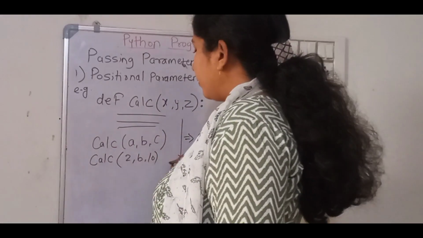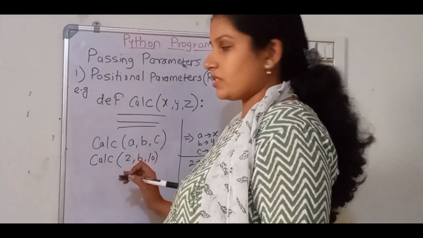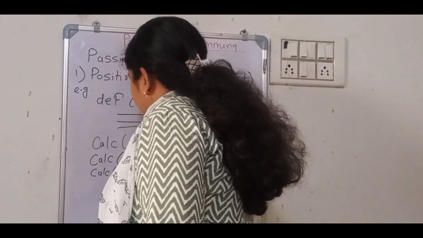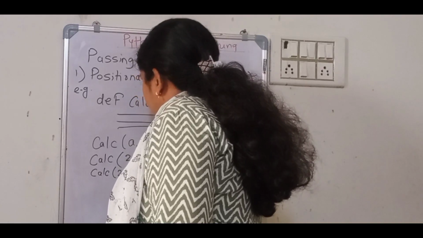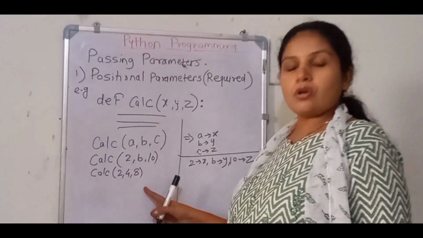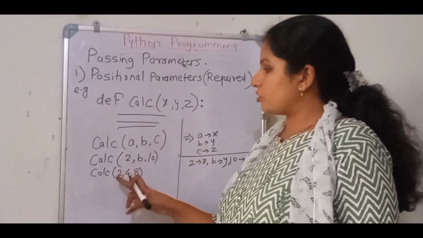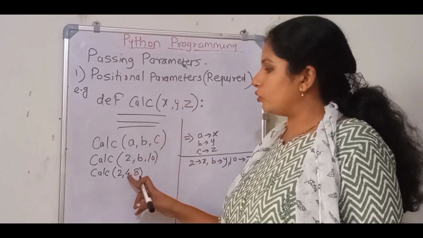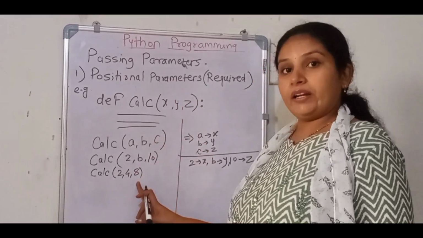Suppose I am giving all three values while passing the argument calci 2, 4, 8. Here I am using three values. So depending on the position, your values will be assigned. X is equal to 2, Y is equal to 4 and Z is equal to 8.